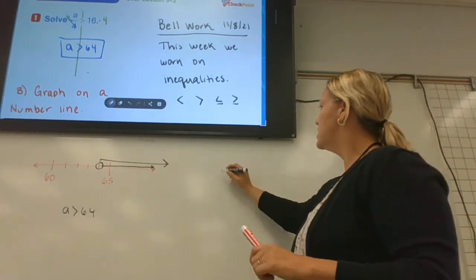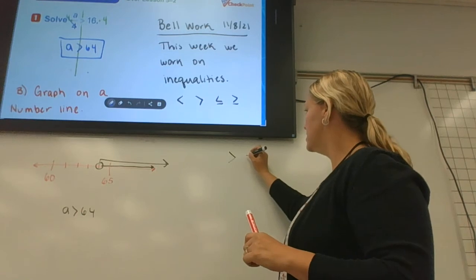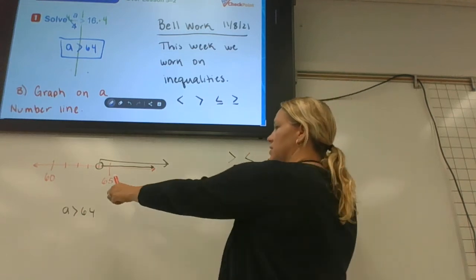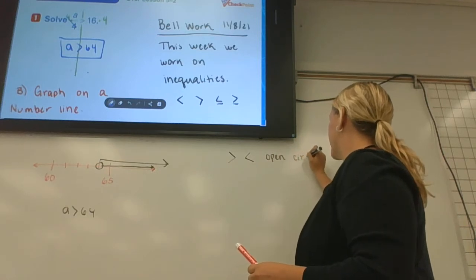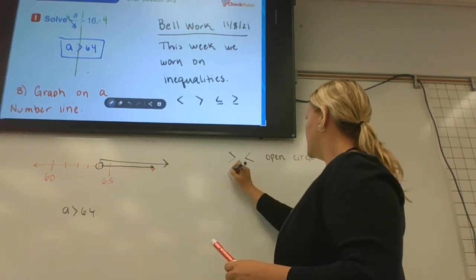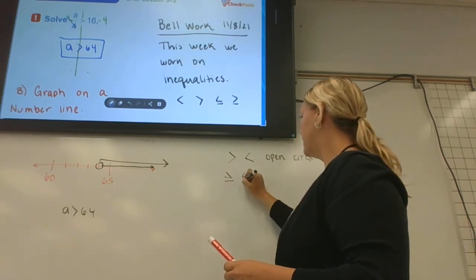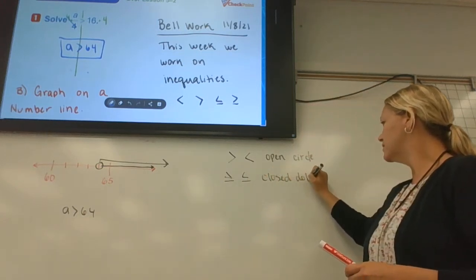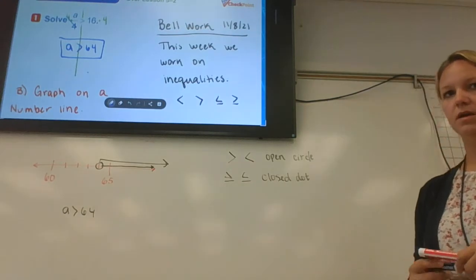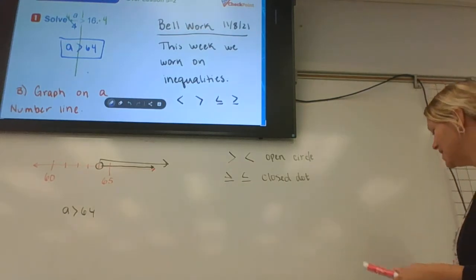Okay. So I just want to remind you that if the symbol is this or this, you plot your point with an open circle. If you're possibly equal to that value, you do a closed dot. And that's what we're working on tonight, folks.